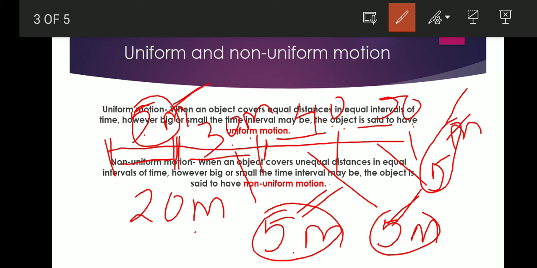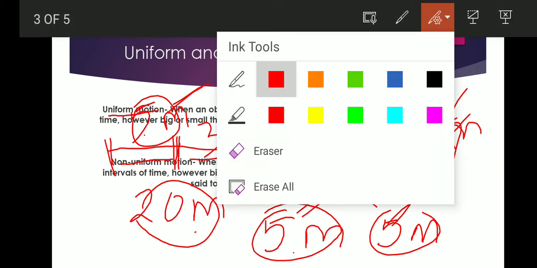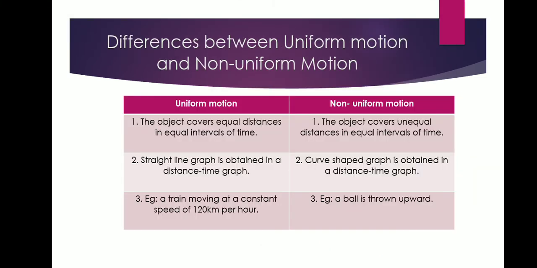In this case we can say this is non-uniform motion. If he covered equal length in equal interval of times, that motion is called uniform motion. But if he covers unequal length in equal intervals of time, that motion is called non-uniform motion. Okay, now let's go to the next.